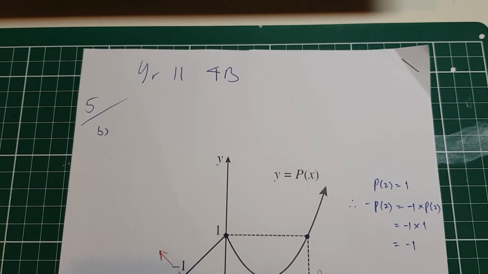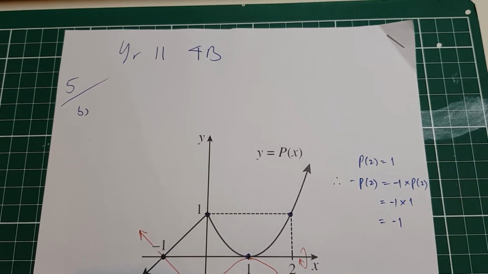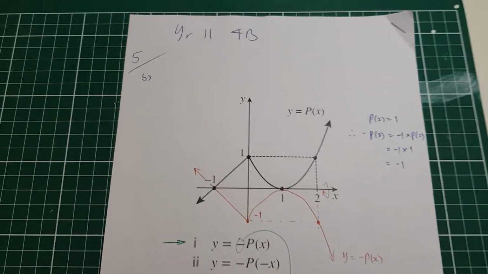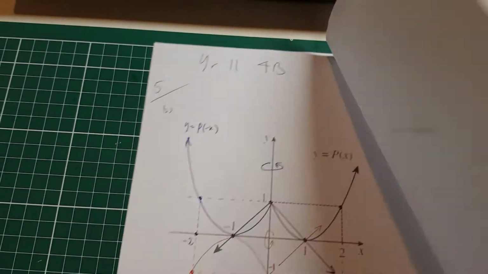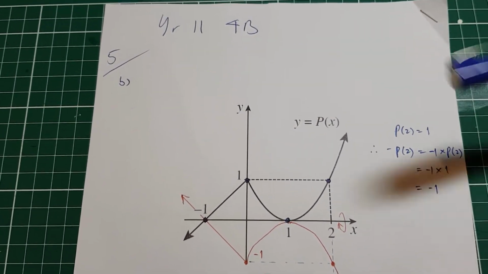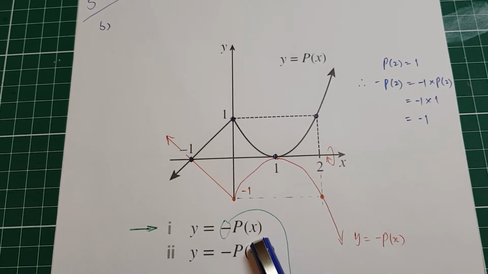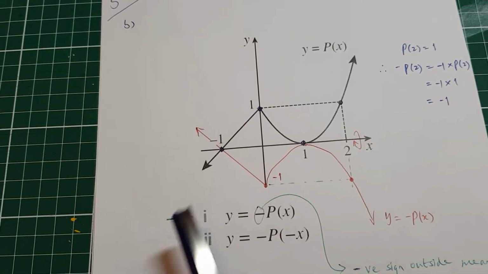So that is the topic on the symmetry about the x-axis and the y-axis. All right, so I've only two questions to deal with today. So 5b, that's the question that I'm looking at, the part one. So y equals negative p of x is the one that I'm looking at right now as the first question.